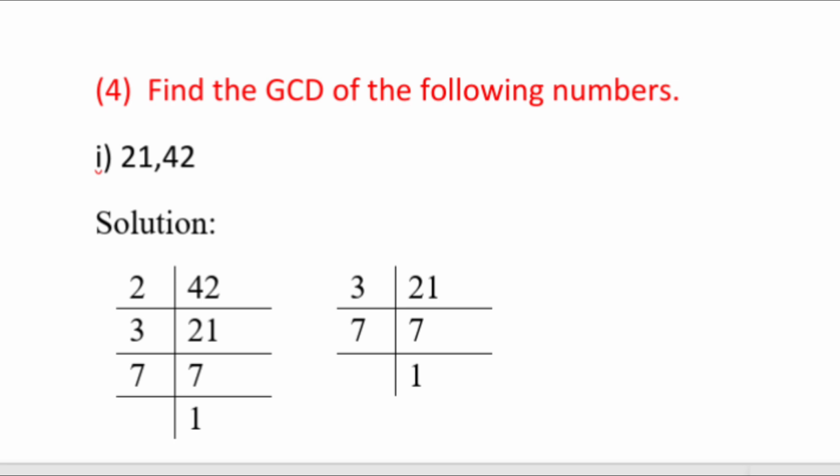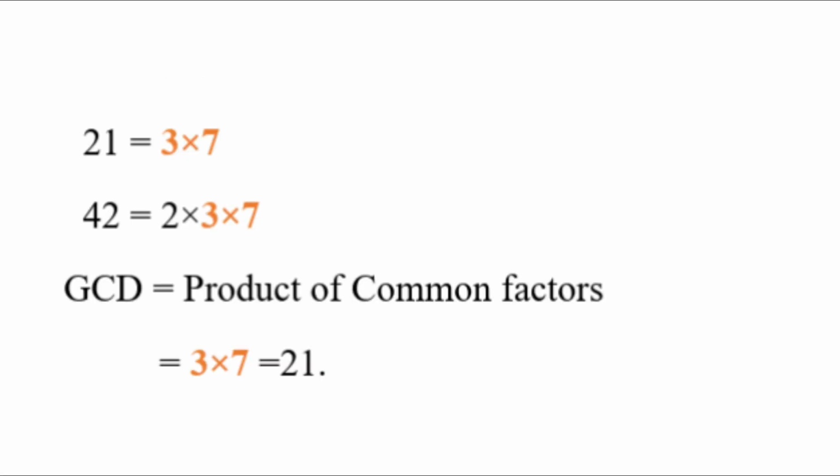Fourth one, find the GCD of the following numbers, that is, the greatest common divisor. The numbers are 21 and 42. By the prime factorization method, we have calculated the factors of 42 and 21. 21 is equal to 3 7s are 21, and 42 is equal to 2 3s are 6, 6 7s are 42. So here 3 and 7 are the common factors. Hence the GCD is equal to the product of common factors, which is 3 multiplied by 7, and the answer is 21.